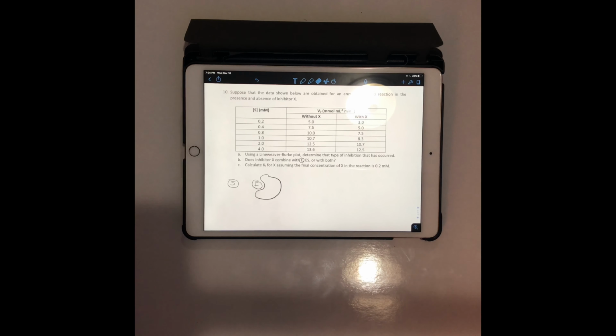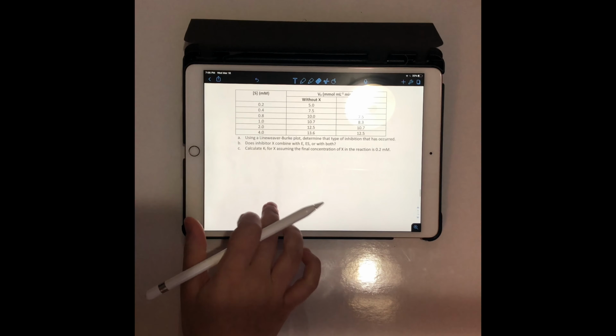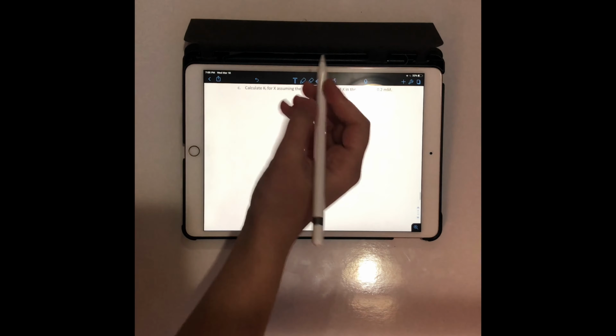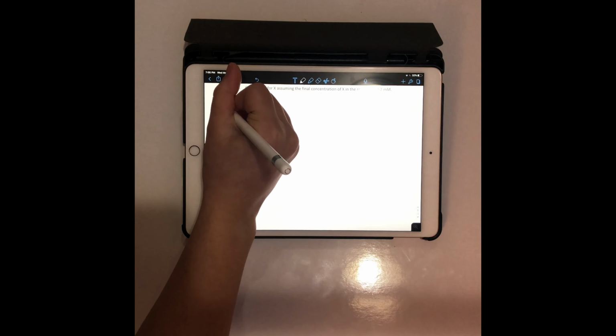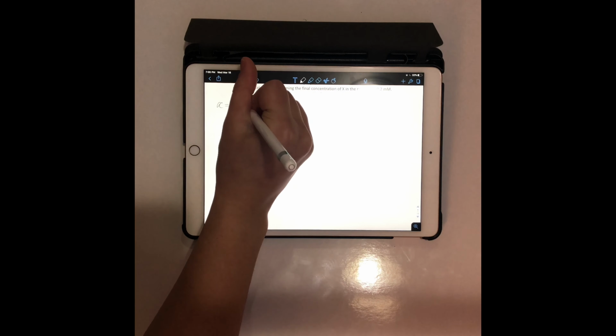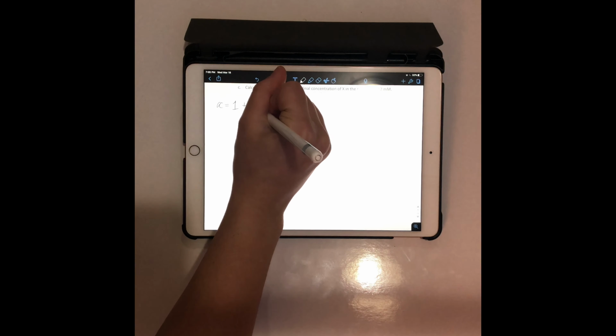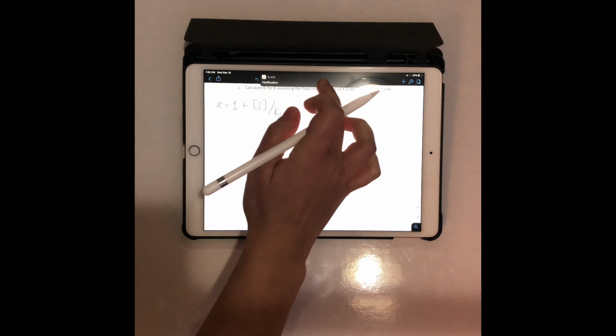So next, we are asked to calculate the Ki for the inhibitor, assuming the final concentration is 0.2 millimolar. So get rid of this and move this down. So we know that the Km for a competitive inhibitor is affected by the alpha factor. And the equation for alpha is 1 plus the concentration of inhibitor over Ki, which is what we're looking for here.